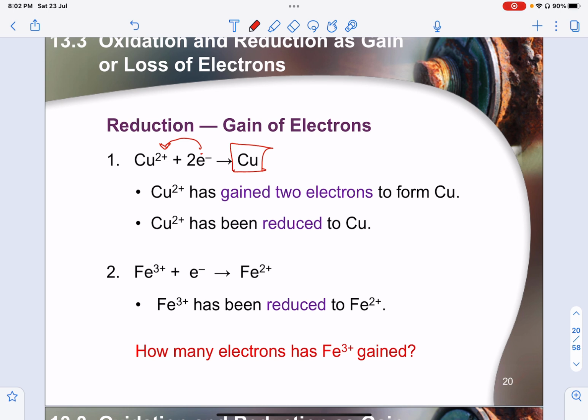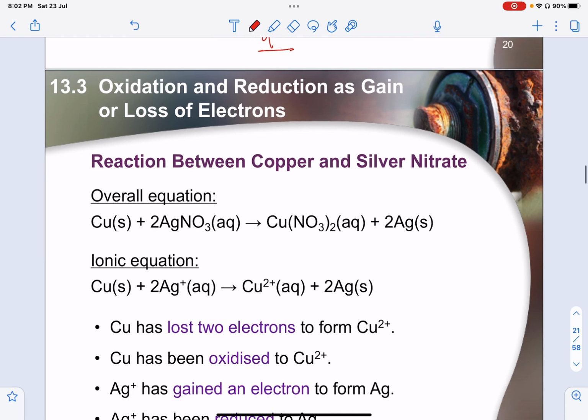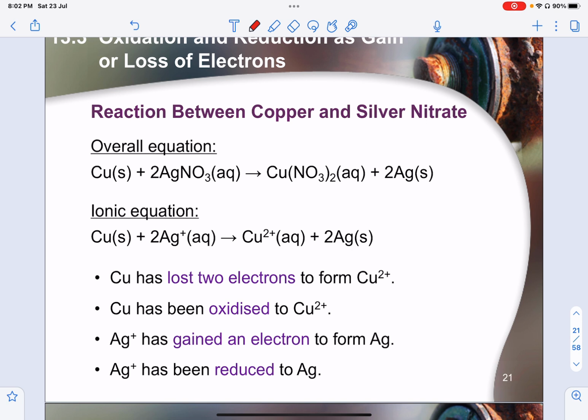So in this case, how many electrons has Fe3 plus gained? In this case, it has actually gained 1 electron. Okay, so the answer here is 1 electron. So again, things can start to be very complicated where you have too many reactions. But one rule of thumb is we always follow the reactant. So let's say this is the reactant of interest, copper. We will assume indirectly what is the product that we want to actually form. So in this case, it will be copper to copper nitrate.